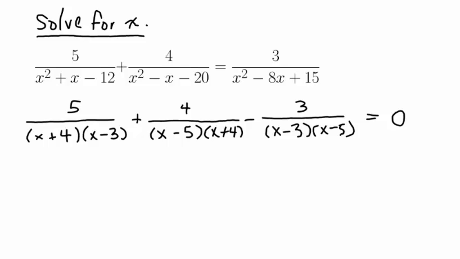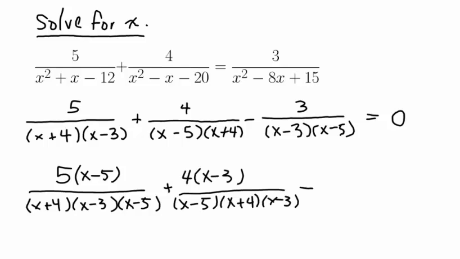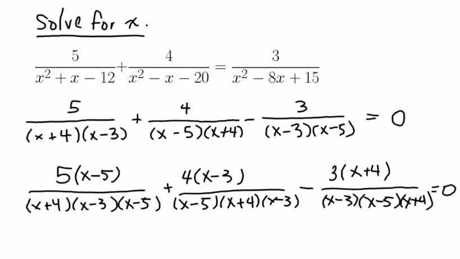From here, we want to try to find the lowest common denominator. It looks like our first rational expression is missing the factor x minus 5, so I'm going to add that into the first rational expression. Our second rational expression is missing the factor x minus 3, so let's add that into the second one. And our third rational expression is missing this factor of x plus 4, so let's add that into our last one. Now that we have a common denominator for all of our fractions, let's simplify this into one overall fraction that's equal to 0.